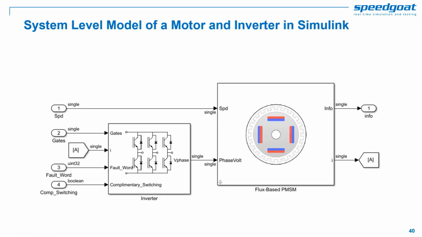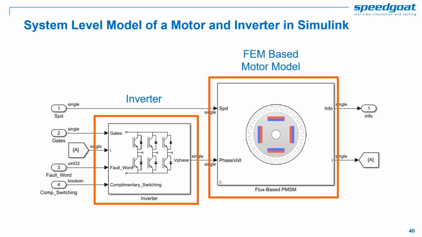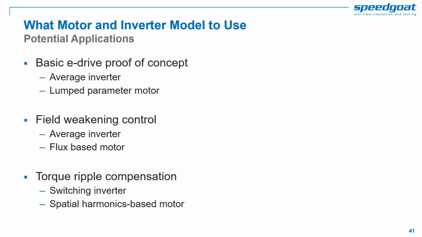For this, we need a real-time simulation of the electric motor. Such a model requires a 3-phase inverter and a motor. Depending on your application, you can use different levels of modeling fidelity for your motor. For a basic eDrive proof of concept, use an average inverter and a lumped parameter motor. For field weakening control, you can use an average inverter and a flux-based motor. And to test torque ripple compensation, a switching inverter and a spatial harmonics-based motor could be used.